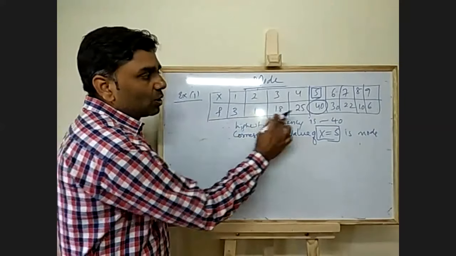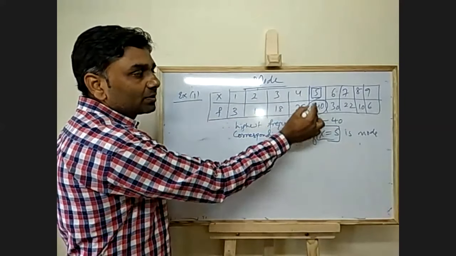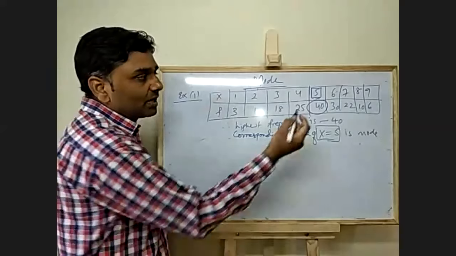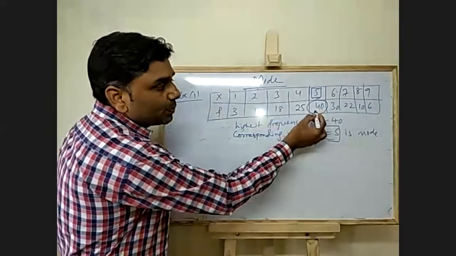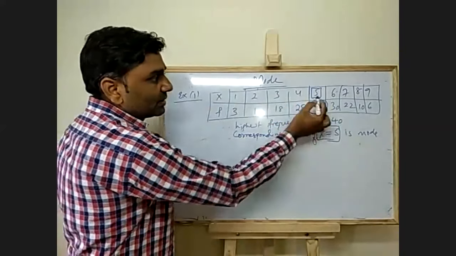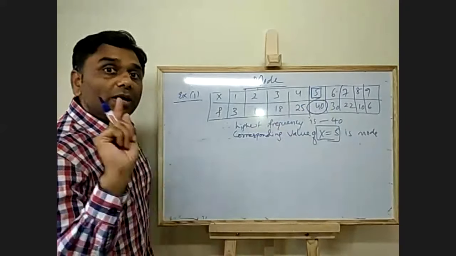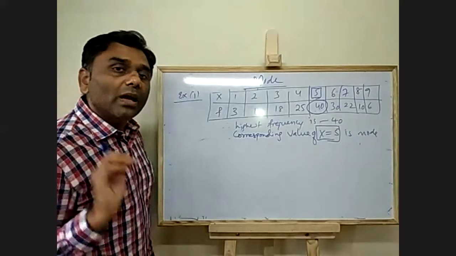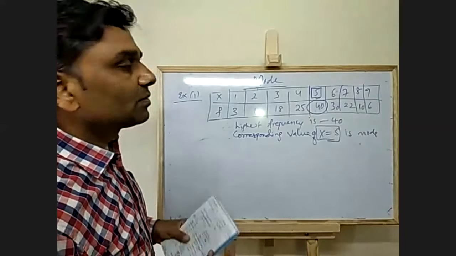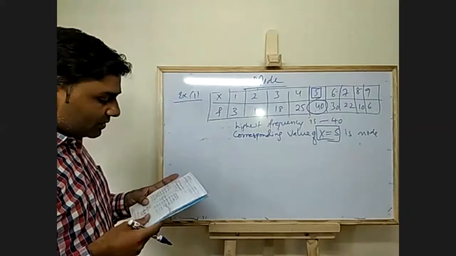See here, only one X value has the highest frequency, that is 40. The corresponding value of X is 5. The corresponding value of X equal to 5 is the mode. That is how we calculate mode. This is the first example.